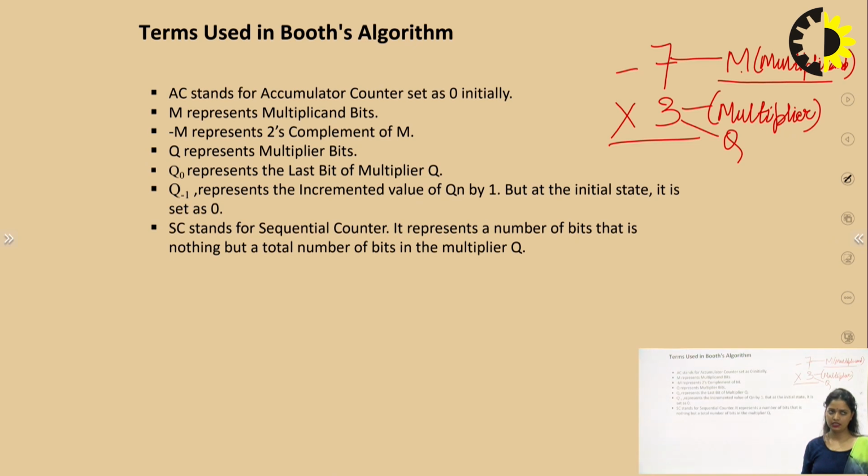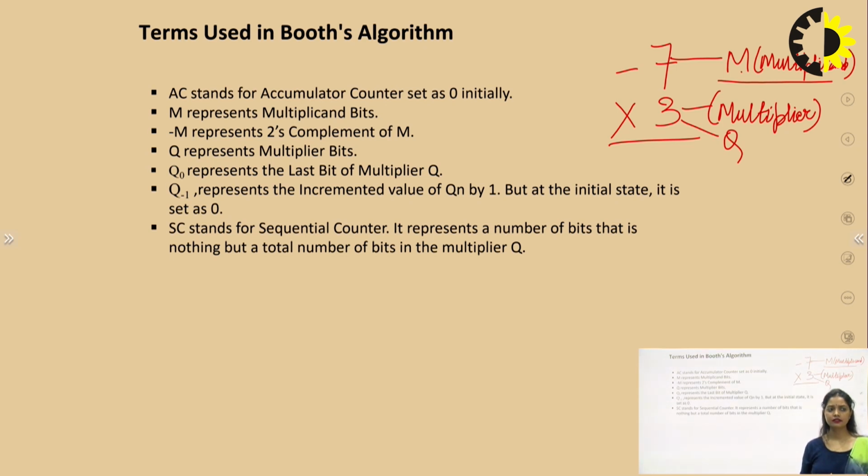M is your multiplicand, and Q represents the multiplier bits, whereas Q0 represents the last bit of the multiplier Q. So if we have 5 bits or any 4 bits of code of your multiplier, then the least significant bit will indicate your Q0 value, whereas Q-1 is a value with which we will compare the least significant bit of the multiplier, and it will be initially set to always 0.